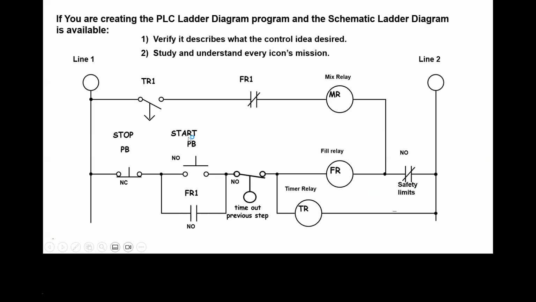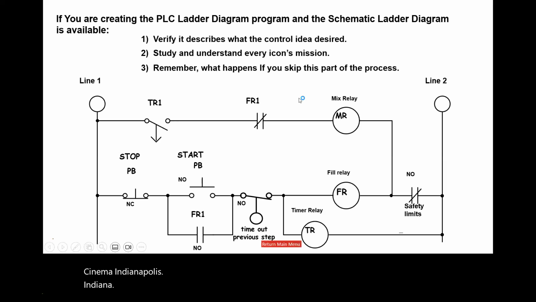All right. So you have to have documentation in the professional world to build a program. So don't let your students just invent one. Give them documentation. If you have a schematic ladder diagram, what do you ask them to do? Verify they understand the idea, and that's what's supposed to be done. Many of these diagrams look the same, so you could pull the wrong one off the shelf. Study and understand every icon. Remember that you have to keep going in an ordered event. Otherwise, you will have a trip.